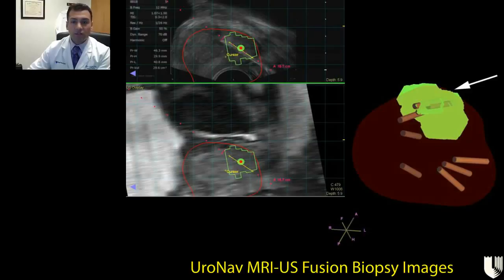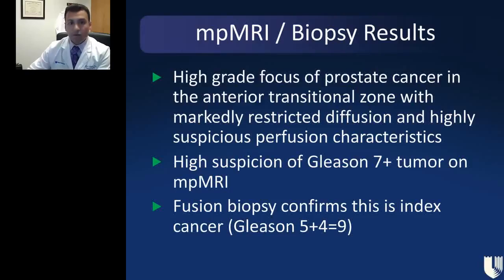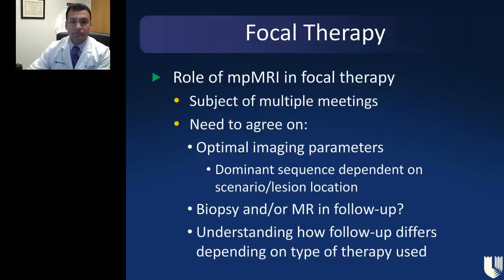On the right side of the screen, you see a depiction of where all the needles went: about 5 or 6 systematic core biopsies, as well as 3 biopsies that went right through the target. As we look at the results, we felt that this was very highly suspicious for a Gleason 7+ tumor on mpMRI based on the imaging findings. The fusion biopsy confirmed that this was in fact the index cancer, a 5 + 4 = 9 tumor, and that's what we ended up seeing in this case.